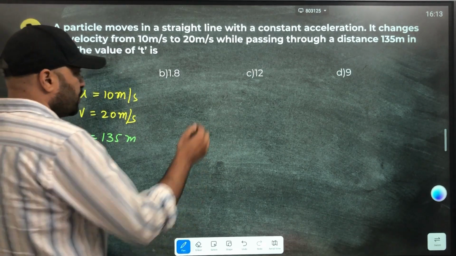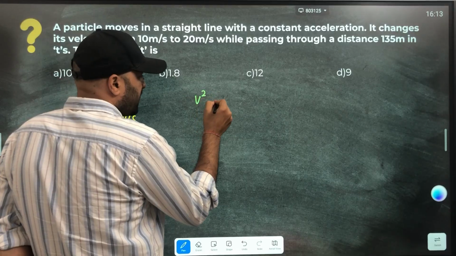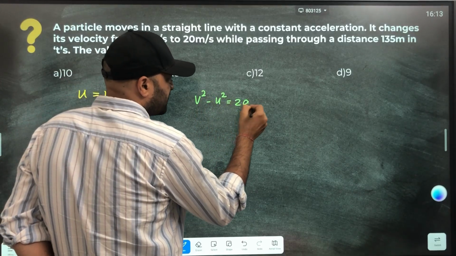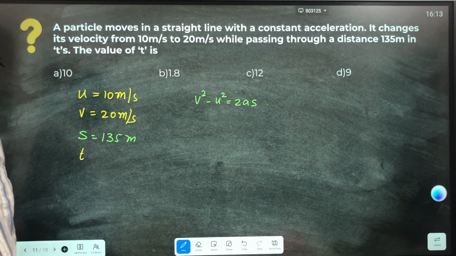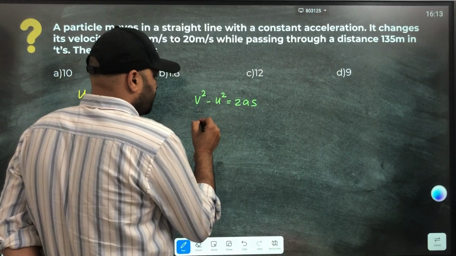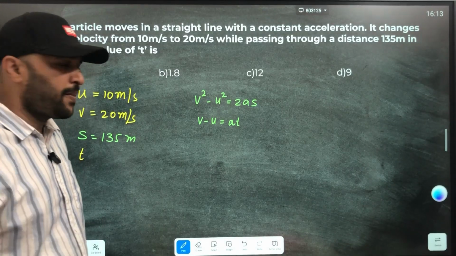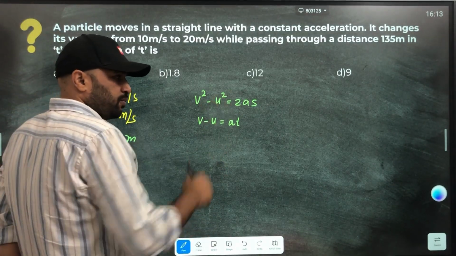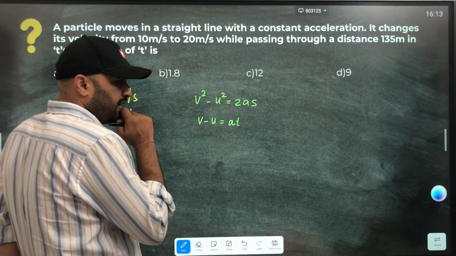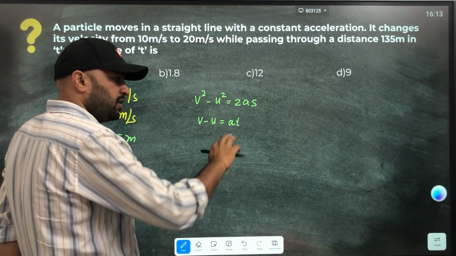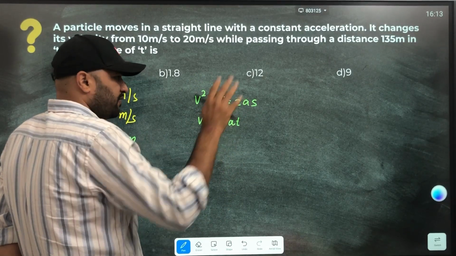Okay, so we know that we can use the equation v square minus u square equals 2as. This will give me a. Once we get the value of a, now we can use v minus u equals at. I hope this is clear, right? Now we will make use of both these equations. Let's figure out one way in which we can solve one particular equation by substituting this here, and we can find it, right?